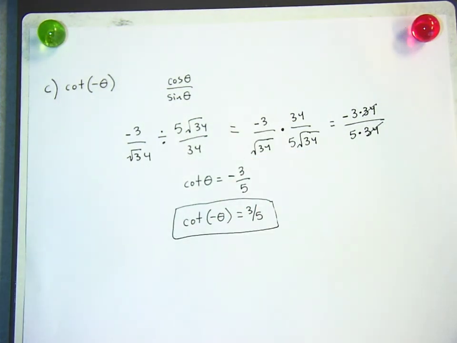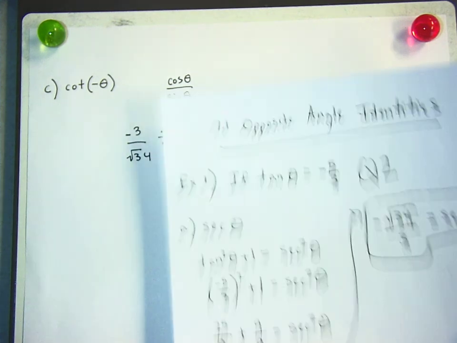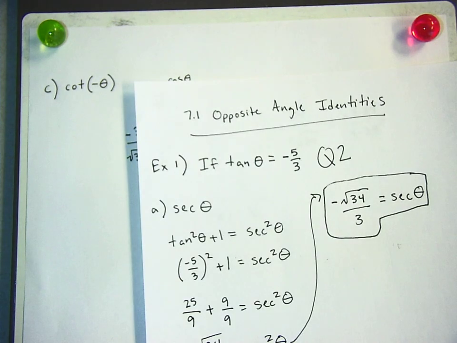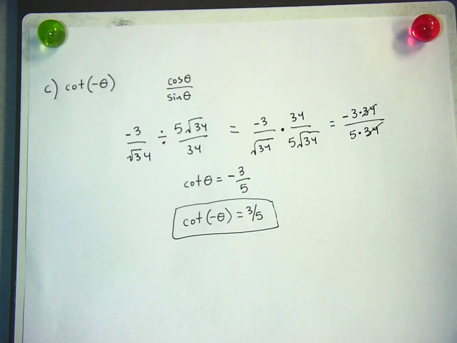Anybody see a faster way to do this problem? Yeah. You flip tangent. You could have just flipped tangent. Everybody look. Tangent from the beginning, do you remember how tangent was negative 5/3? If you just flip it upside down, it's negative 3/5, and then put a negative on there. But, I mean, cotangent is cosine divided by sine. That is also correct. So I kind of wanted to do it in all ways, because why not?